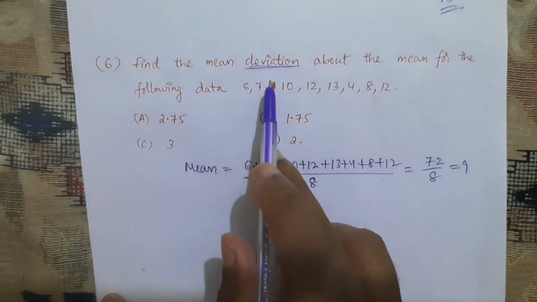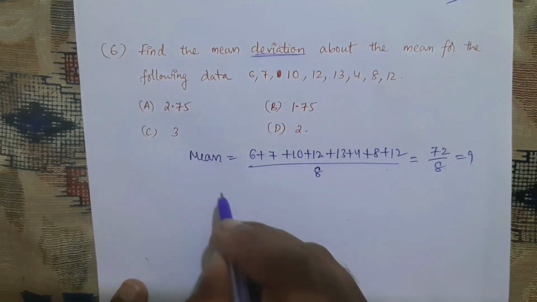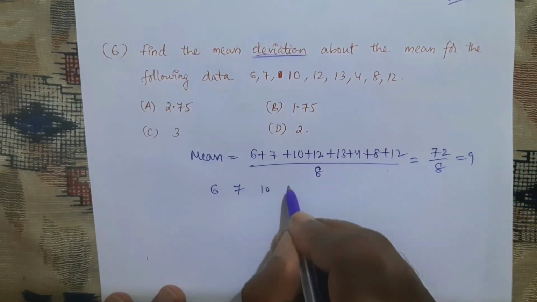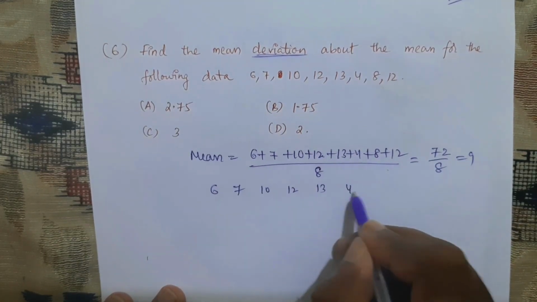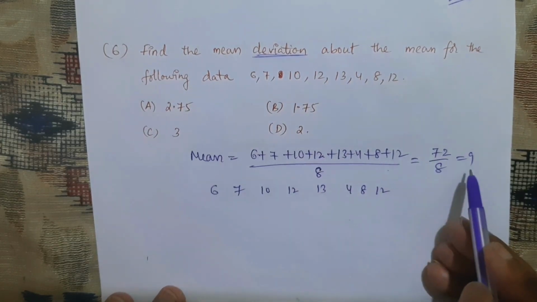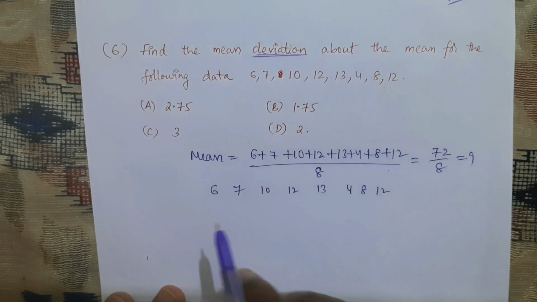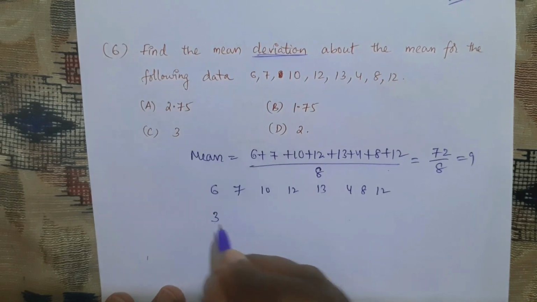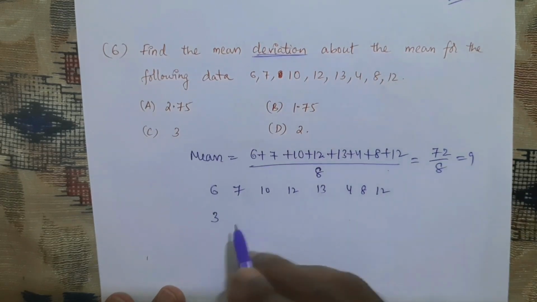Now what do you mean by deviation here? Deviation is nothing but, see, I will tell you very simply. First you write the observations 6, 7, 10, 12, 13, 4, 8, 12. Deviation is nothing but the initial value minus this mean, but we should take only the positive value, which we will consider as the deviation. That is 6 minus 9 or 9 minus 6, which is 3, nothing but the maximum minus the minimum number out of this.